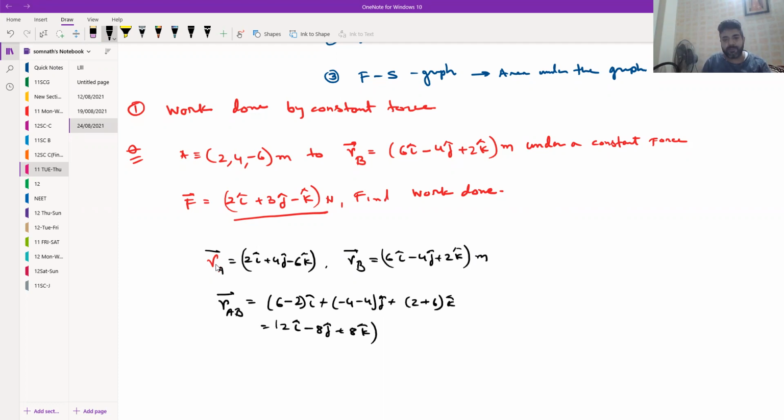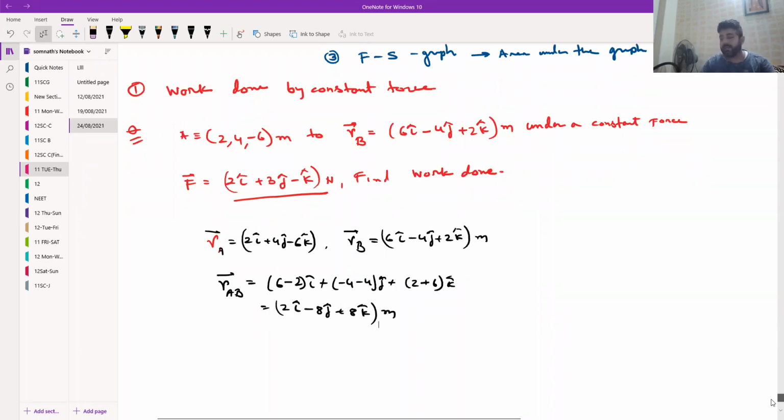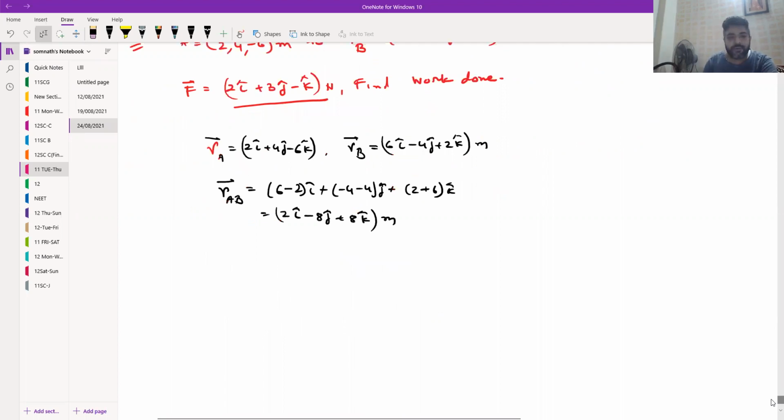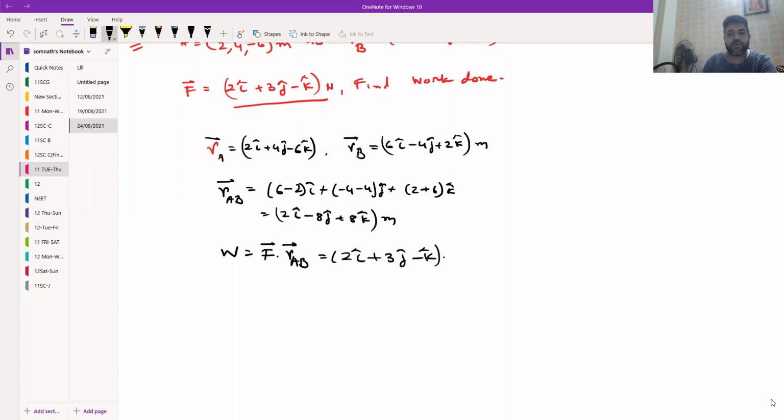That is in meters, and you get the position vector. Once you get the position vector, what is the definition of work done? For constant force, work done is force dot position vector, the dot product of two vectors. So my force is 2i + 3j - 6k dot my position vector is 2i.